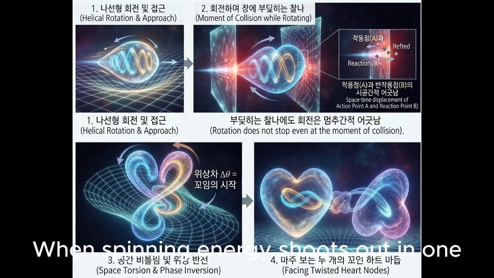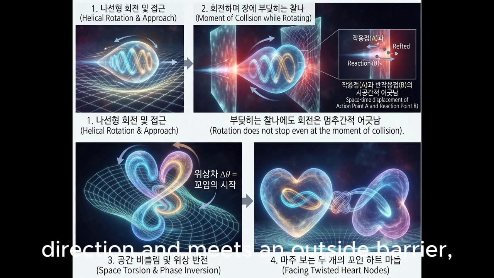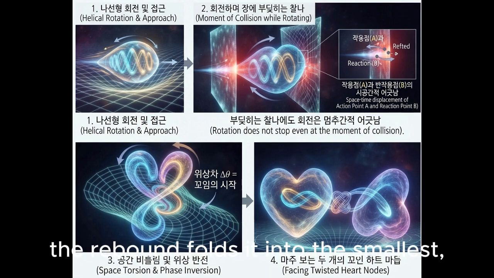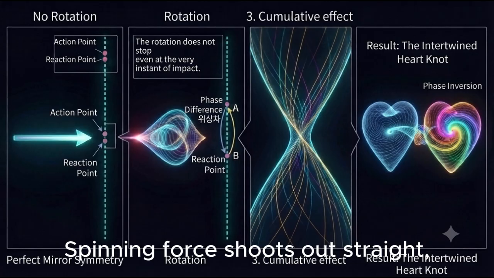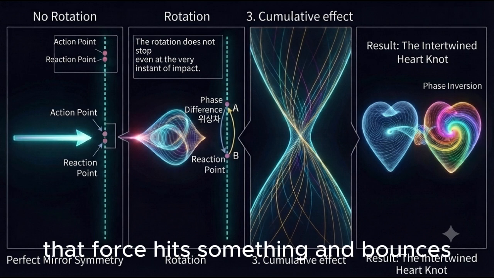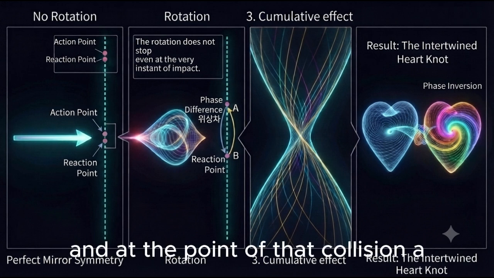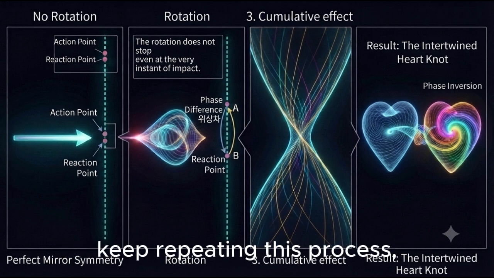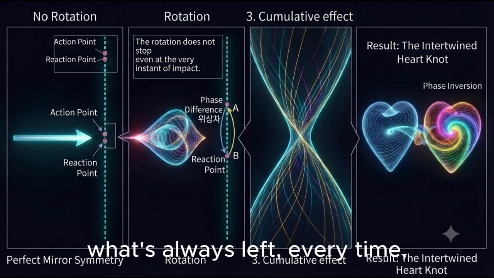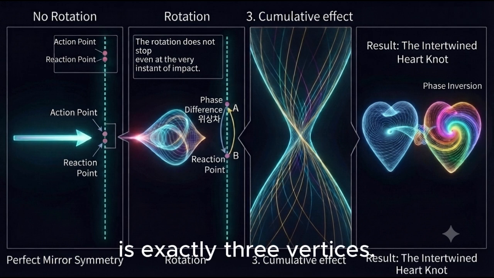When spinning energy shoots out in one direction and meets an outside barrier, the rebound folds it into the smallest, most stable form it can converge into. Spinning force shoots out straight, that force hits something and bounces back, and at the point of that collision a vertex folds into place, and if you keep repeating this process, what's always left, every time, is exactly three vertices.